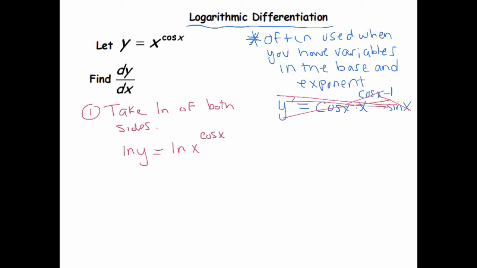And now what this allows us to do is use the property of logs, one of which is that we can move that cosine of x down. So this means ln of y equals cosine of x times ln of x. And we're in a good position now because we have a tool for finding dy dx at this time. It's implicit differentiation.